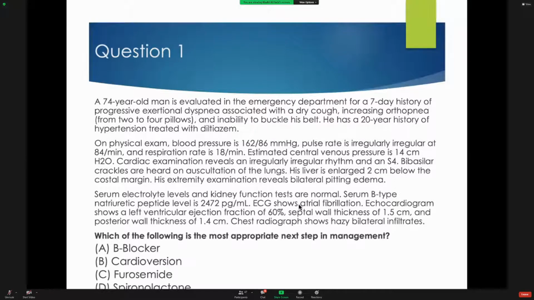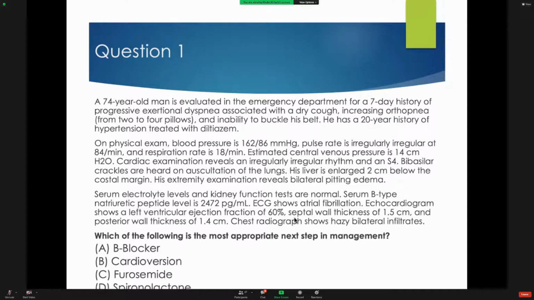Cardioversion: the patient had AFib on ECG, but the heart rate is controlled. What is the heart rate? Heart rate is 84, so it is controlled, so you don't have to give cardioversion. Spironolactone: ejection fraction here is 60, and spironolactone is used in chronic heart failure management, but not in acute heart failure management. So is this acute or chronic? This is acute. You have to go to the algorithm of acute heart failure management.